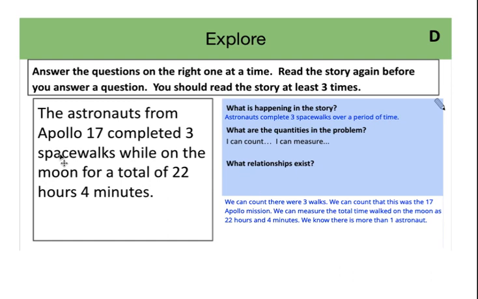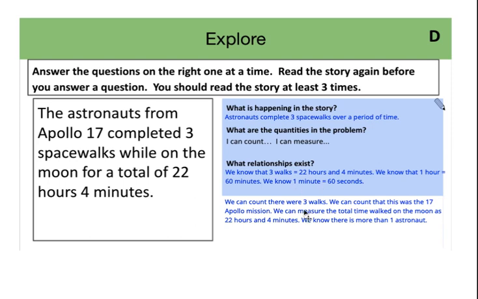How about what relationships exist? What did you guys get? Did you notice that we know the 3 walks equals 22 hours and 4 minutes? We know that 1 hour equals 60 minutes, right, from the previous slide we looked at. And we know 1 minute equals 60 seconds from one of the first slides we looked at.